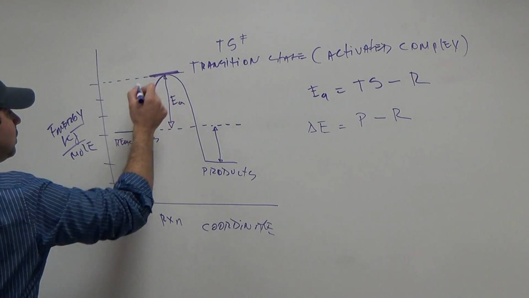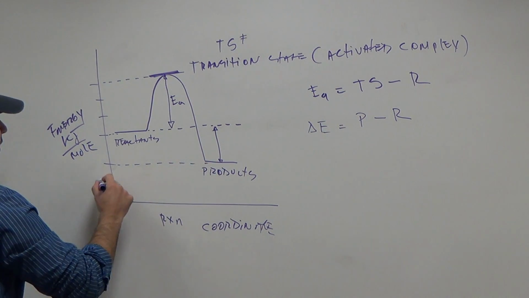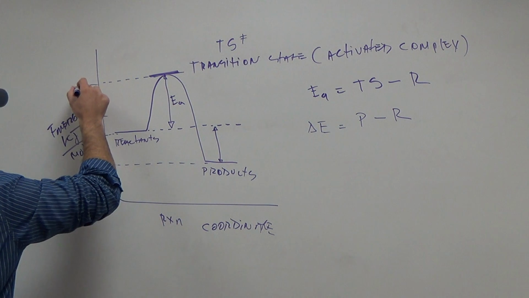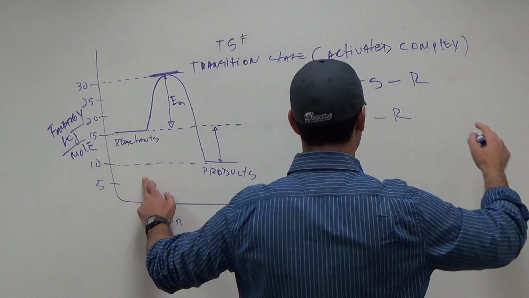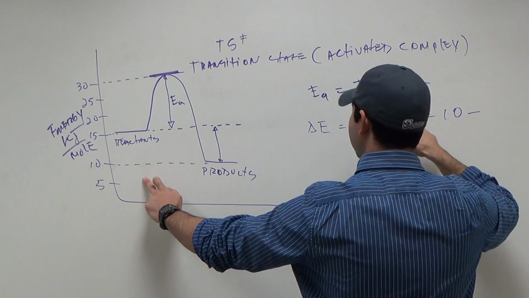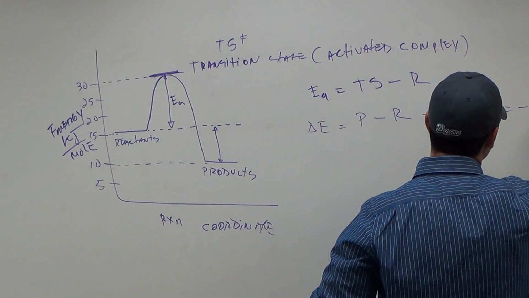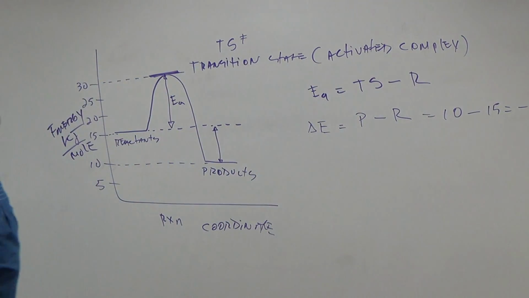Would you prefer if we write numbers on this thing? Let's say this is 5, 10, 15, 20, 25, 30. Is it going to be a positive number or a negative number? Product is 10, yes? Minus the reactants. The reactants is 15, so this is minus 5 kilojoules per mole. But doesn't that depend on whether the reaction is exothermic or endothermic? This is the reason why it's endothermic or exothermic.